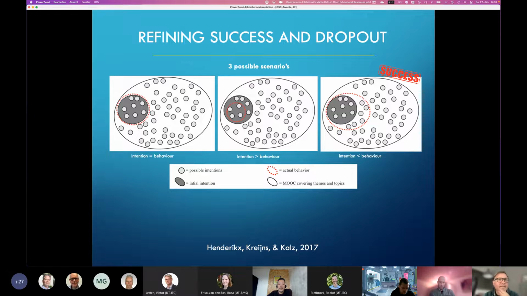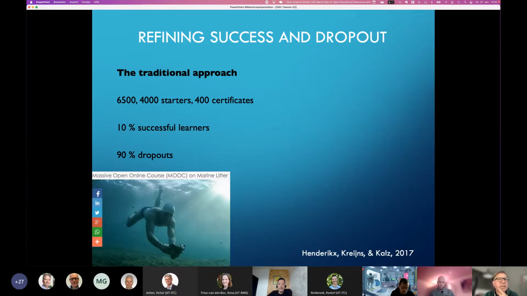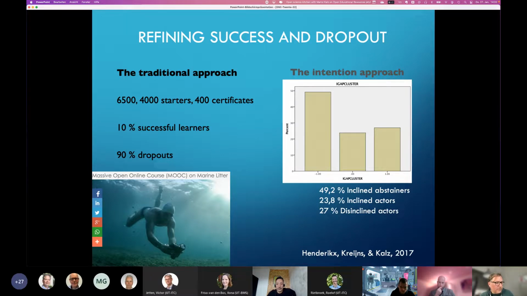And we just looked, really exploratively, at such a difference in measurement. For example, one of our own MOOCs at the Open University on marine litter. If you had looked at that from a traditional perspective, you would say, okay, only 10% successful learners, 90% dropouts, because only 10% achieved the certificate. We looked at the intentions there, and we saw that we had indeed still some traditional dropouts who did not achieve their intentions, but we also saw an interesting phenomenon of learners who achieved more than they intended. So there is not only a dropout, but also a drop-in phenomenon in this context.